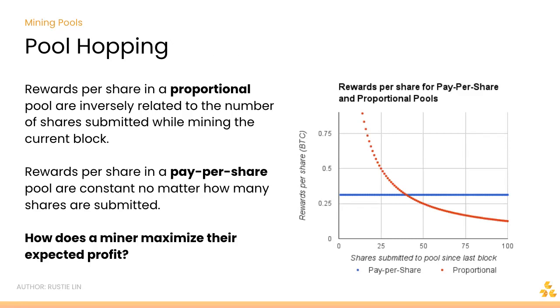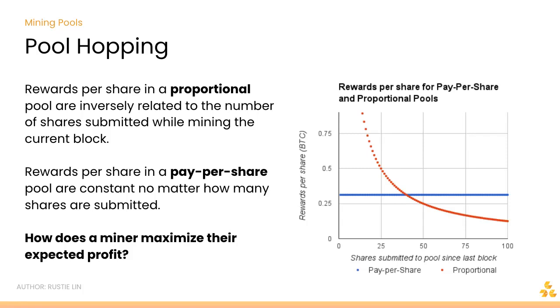And so this is what I mentioned earlier about how if me and Jake were the only two people who submitted shares, then we would both be getting half of the rewards. But if there were 100 other people, then we would only be getting 1 out of 102 of those rewards. So this is why it's inversely related, because your rewards per share are going to go down if more people are submitting shares since the last block.